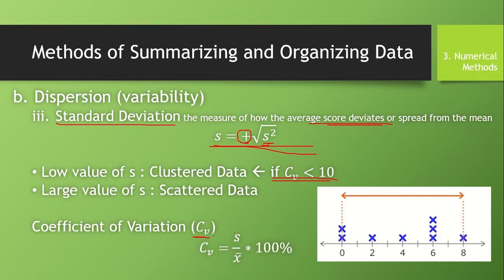Now, the coefficient of variation is calculated using this one. That's standard deviation divided by the mean multiplied by 100%. Therefore, coefficients of variation are expressed in percentage. If you will get a coefficient of variation which is less than 10%, therefore we can say that data are clustered to the mean, meaning dugo ra kay sila sa tong mean. Otherwise, data are scattered or far away from the mean.